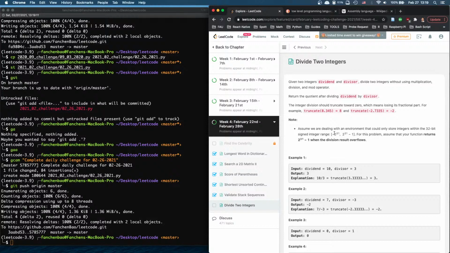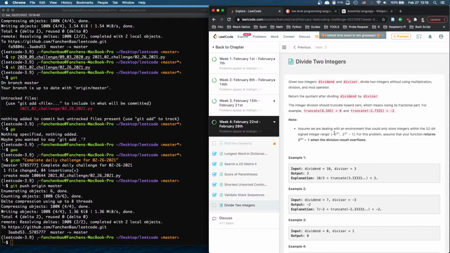Everything else we just minus, and then we double it, right? Minus double, and we double it again. But when it overflows, when we minus too much, we need to add it back, right? So how do we add it back?